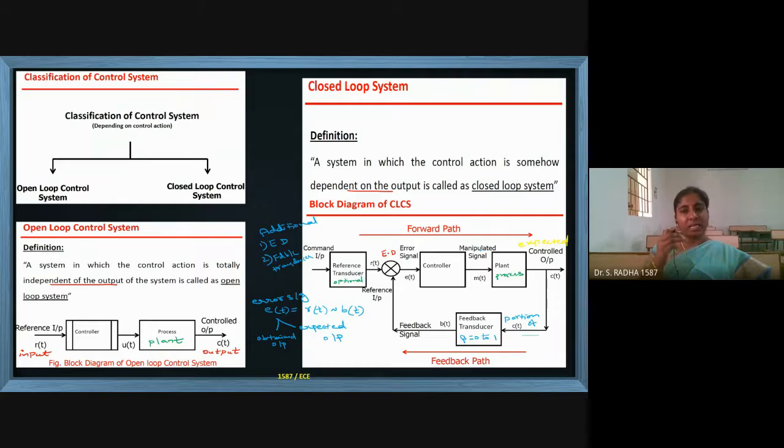What is the signal required for the plant in order to produce the expected output? That will be taken care of by the controller with the help of E of T. And the required input for the plant is M of T. That will be adjusted, kept on being adjusted every time, and this will go on until the expected output is obtained.